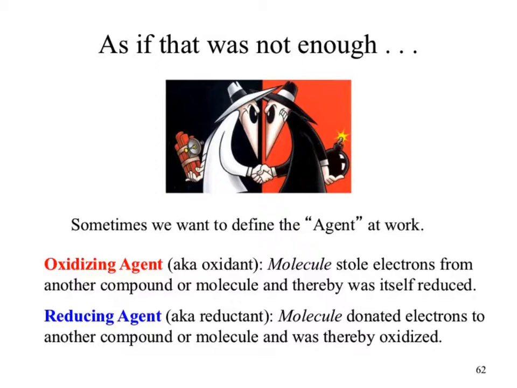What is an oxidizing agent? An oxidizing agent was reduced. The oxidizing agent causes something else to be oxidized. If something else is oxidized, what must happen to it? It must be reduced. So the oxidizing agent and the reducing agent are the opposite of what it seems like. We will look at examples later.